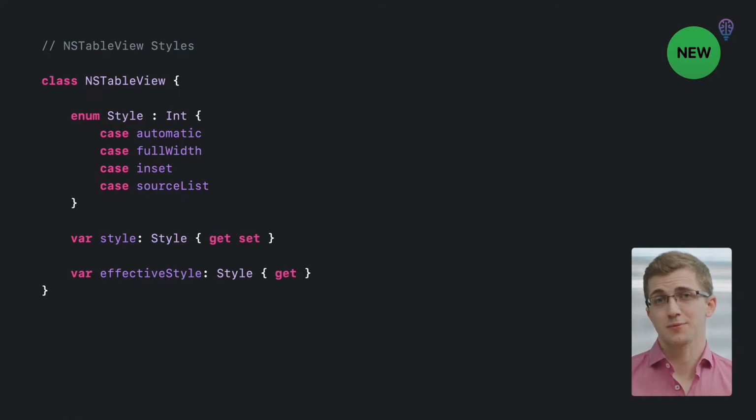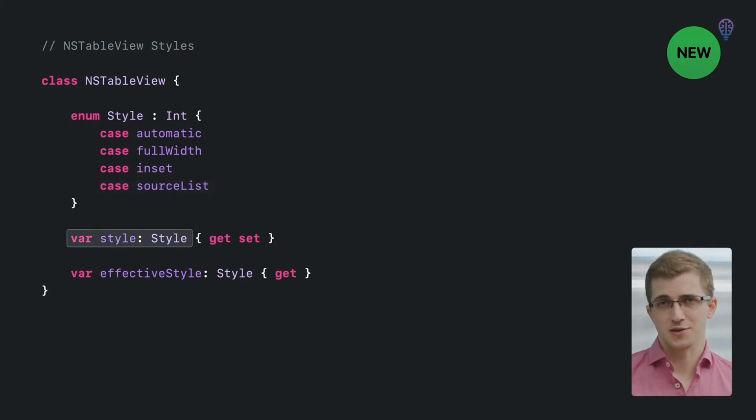You can control this styling using the new style property on NSTableView. There are 4 options built in. The first, automatic, is the default value, and it chooses a style based on the configuration of the table. The full width style displays the selection edge to edge in the table, just like it did on Catalina and previous. Inset is the new inset style that we just looked at, and source list is specifically for the new appearance of sidebar source lists.